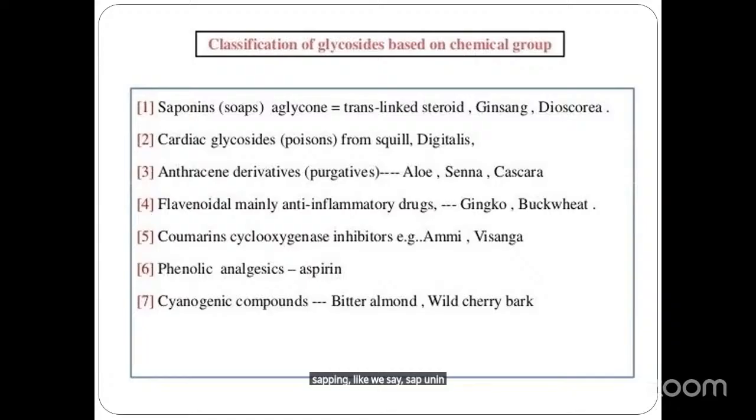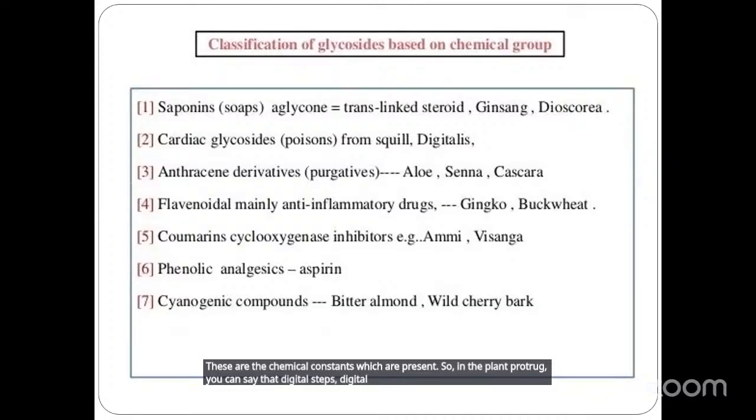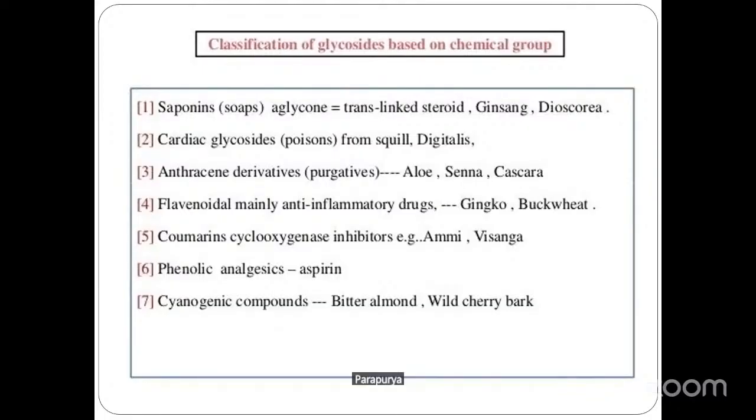Saponin glycoside. Cardiac glycoside: this is very important, dear students. In the cardiac glycoside you have Bufo vulgaris, or toad poisons, and Digitalis, Digitalis lanata, Digitalis purpurea, right? In that there are digitoxose, digitoxigenin, gitoxin, gitoxigenin. These are the chemical constituents which are present. So in the plant crude drug, Digitalis, Digitalis lanata, Digitalis purpurea, these are the cardiac glycosides.